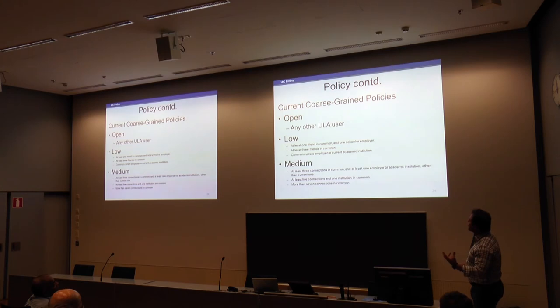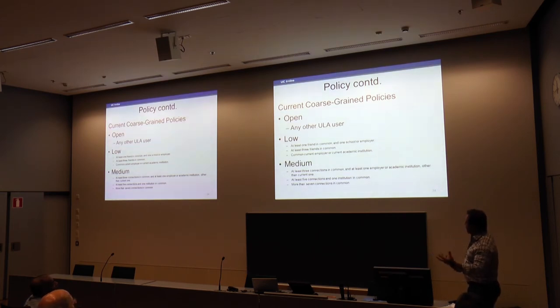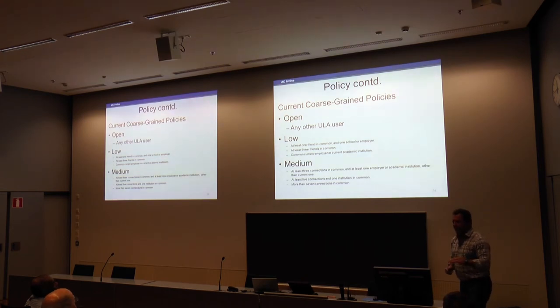Then the medium level of privacy requires 3 connections in common, at least 1 employer or educational institution other than the current one, and then 5 connections or institutions in common. So the bar is slightly higher. You might think these are arbitrary, but based on our surveys, they suffice. We don't have a high privacy level, because we don't know yet what that ought to be.